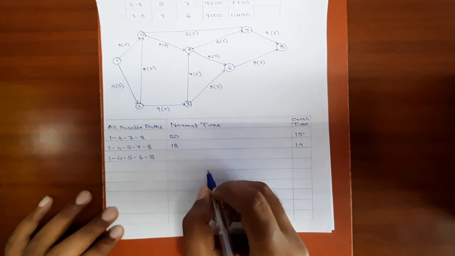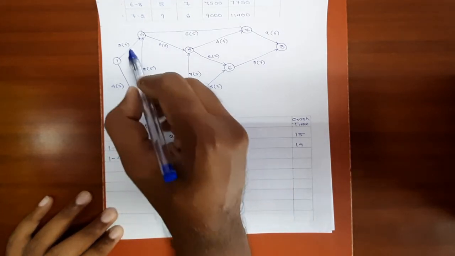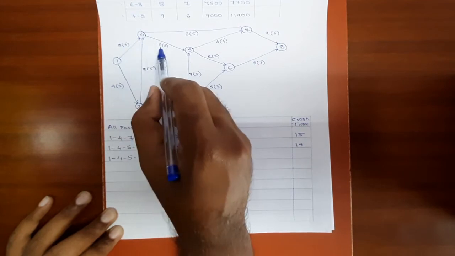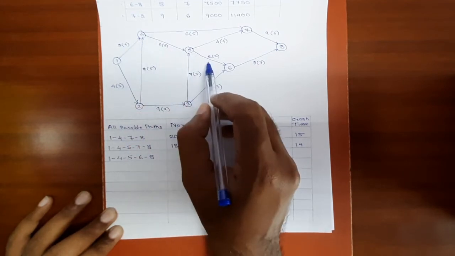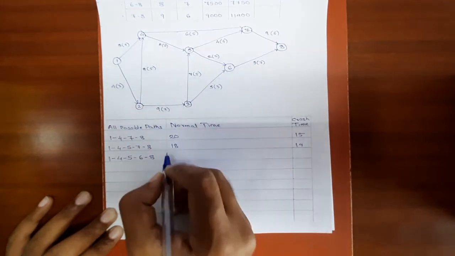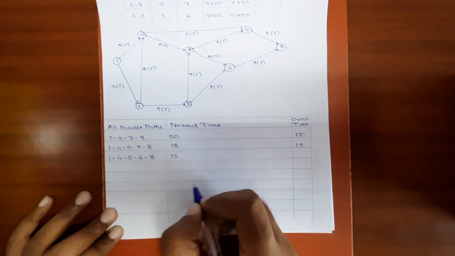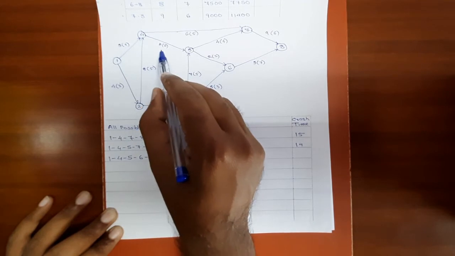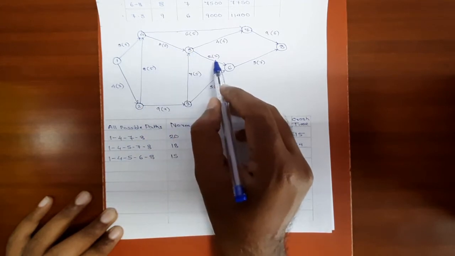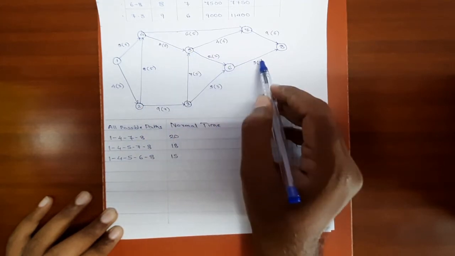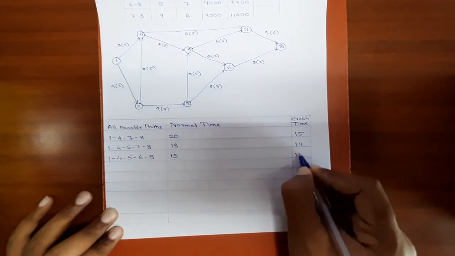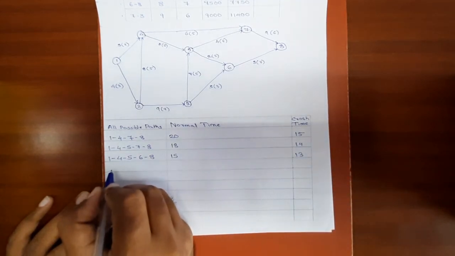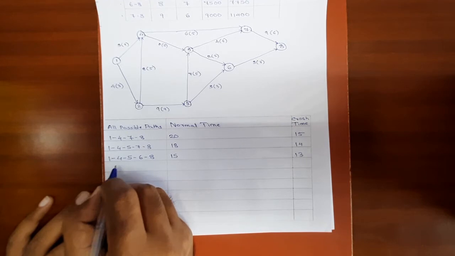The normal time for the third path will be 5 plus 0 is 5, 5 plus 2 is 7, 7 plus 8 is 15. Now the crash duration, 4 plus 0 is 4, 4 plus 2 is 6, 6 plus 7 is 13. Let's proceed to the next path.